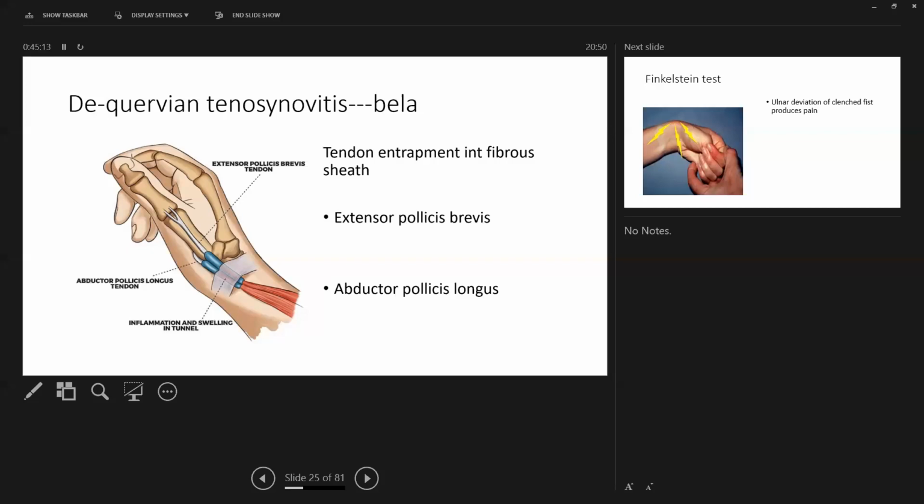Okay. So which are the tendons? The tendons are known as BELA. Okay, champa bela का फूल होते हैं. So BELA. B is abductor, L for longus. So abductor longus है, ठीक है. E is extensor, B is brevis. So extensor brevis and abductor longus. So you just remember, it's totally MCQ basis. Okay.